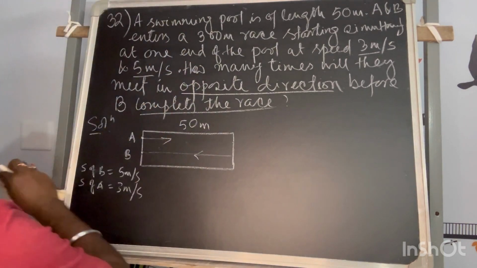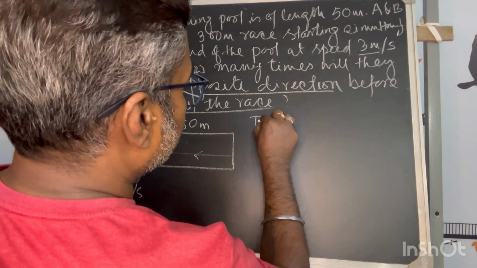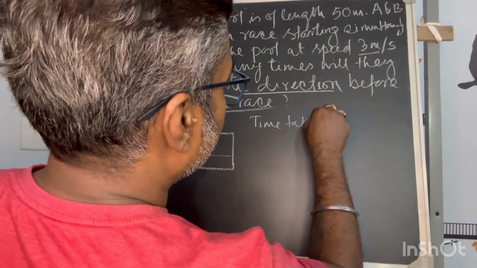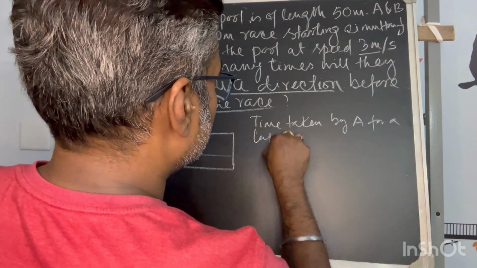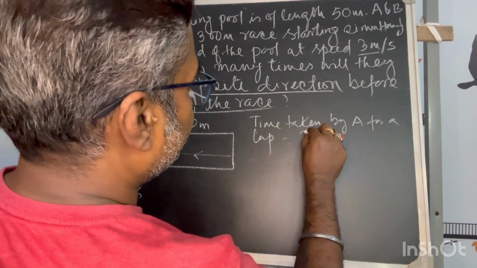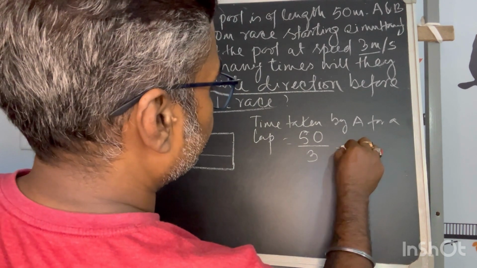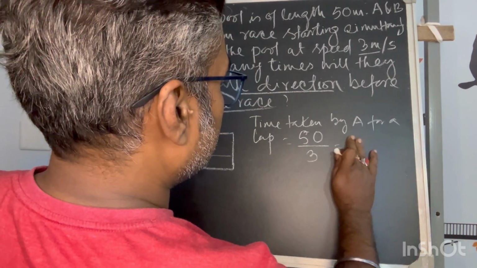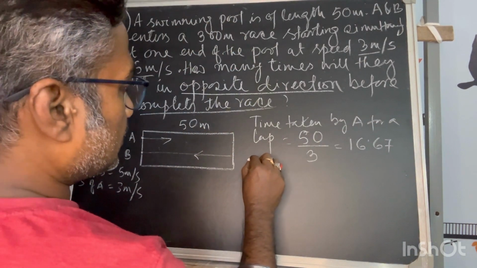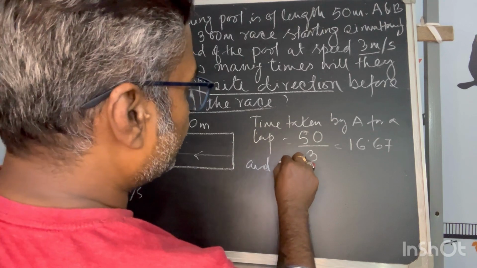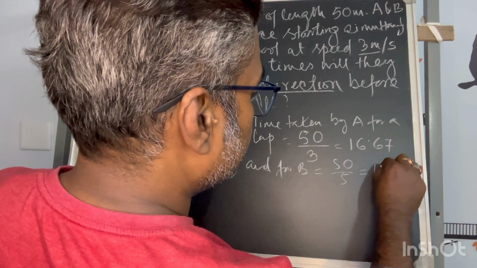Fine. Now we'll see that is the speed. So the time taken by A for a lap: what is the time? It is 50 meters divided by A's speed, which is 3. That is around 16.67. For B, it is 50 by 5, which is equal to 10.